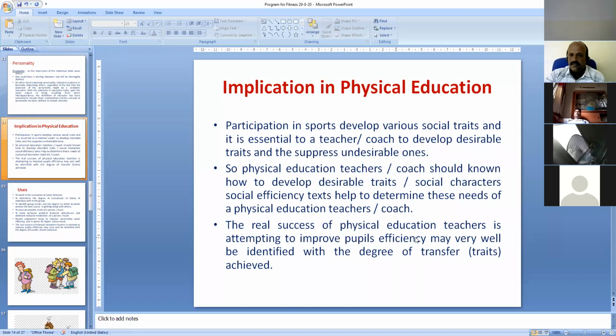The real success of a physical education teacher in attempting to improve people's efficiency may very well be identified with the degree of transfer achieved.